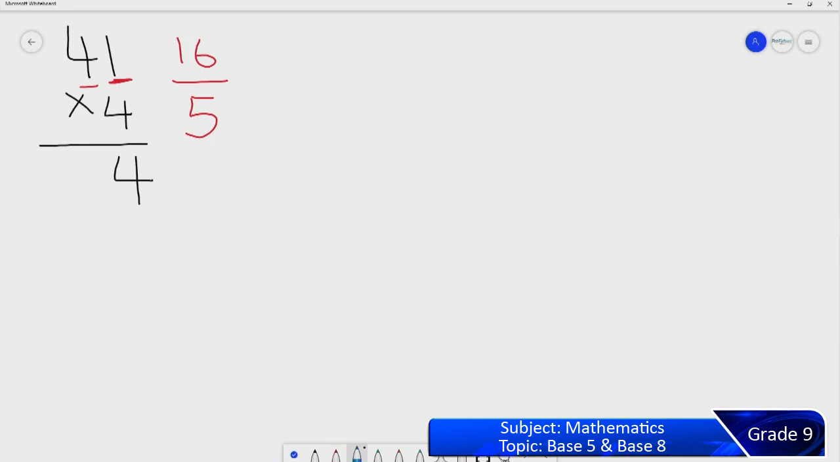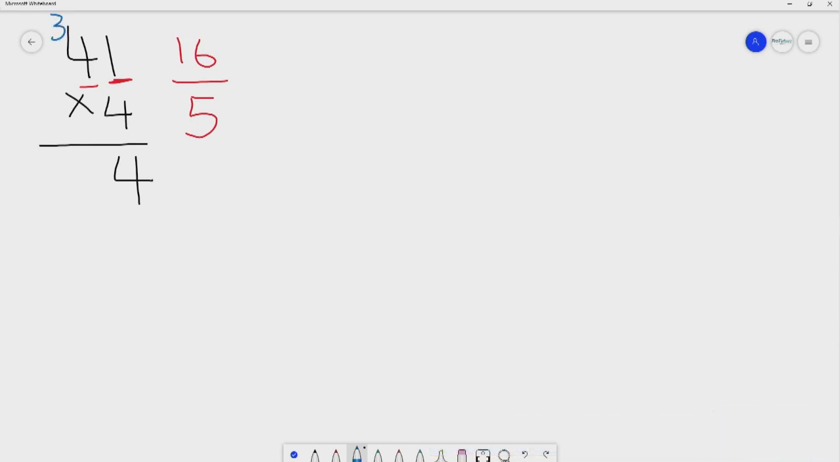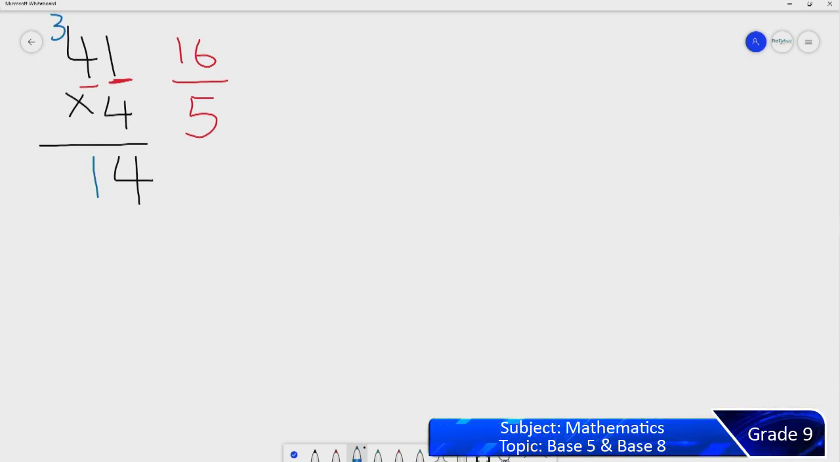So how many times could 5 go into 16? 5 could go into 16 3 times. So we put that there. And we have 1 remaining. So we have to put the 1 that is remaining right there. Now the 3 that we just wrote at the top, we just bring it down and write it in. So 41 multiplied by 4 gives us 314 in the base 5 number system.